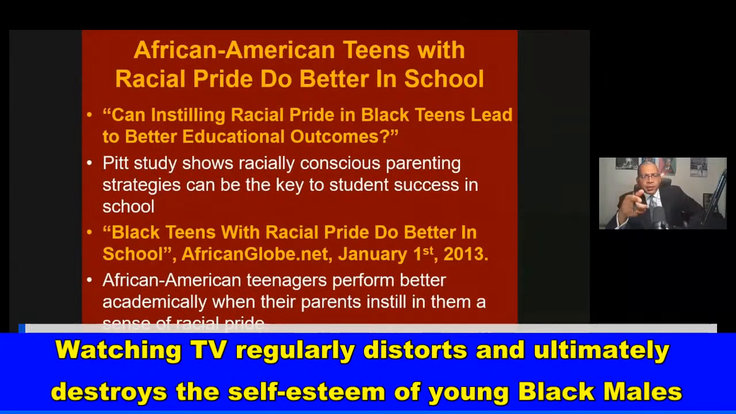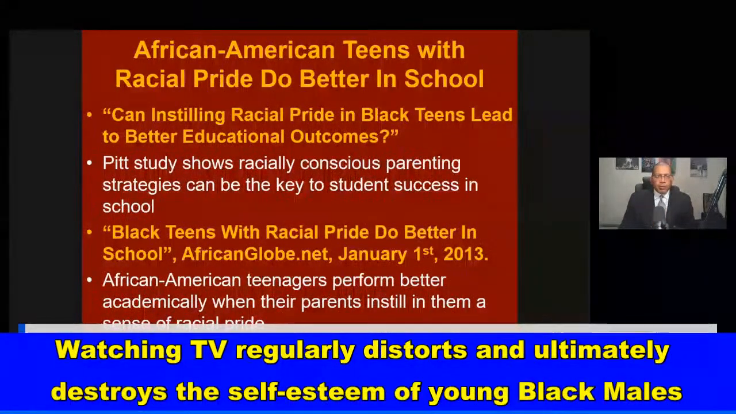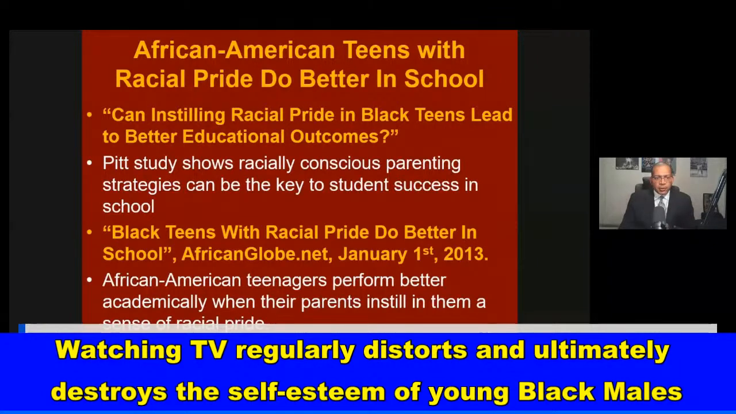So then we have this study right here. This is a joint study by the University of Pittsburgh and Harvard University. It deals with how African-American teens with racial pride do better in school. The University of Pittsburgh has an article, Can Instilling Racial Pride in Black Teens Lead to Better Educational Outcomes? Pitt University study shows racially conscious parenting strategies can be the key to student success in school. AfricanGlobe.net has the article, Black Teens with Racial Pride Do Better in School, from January 1st, 2013.